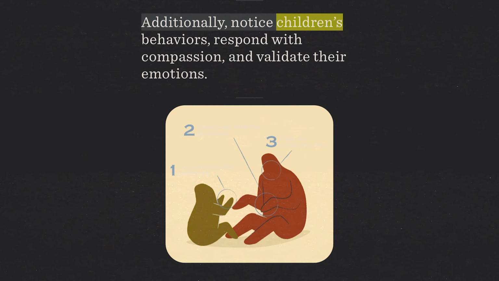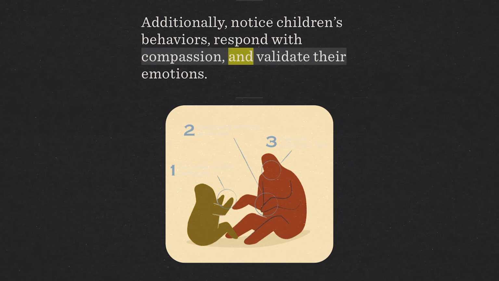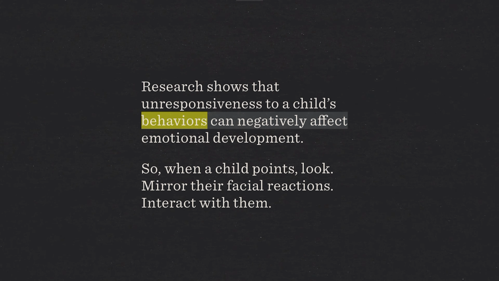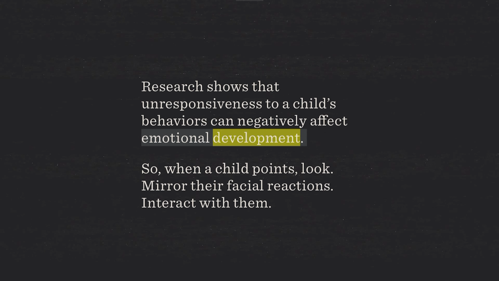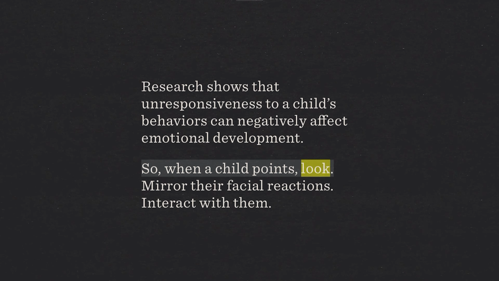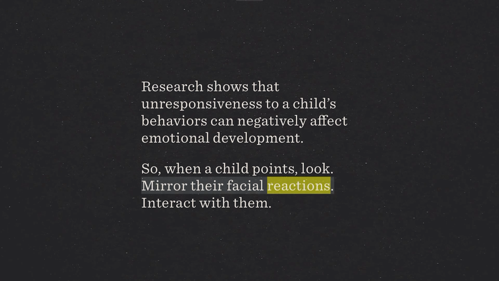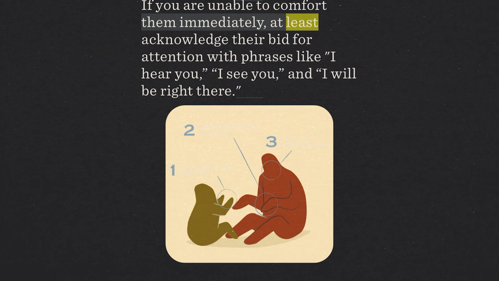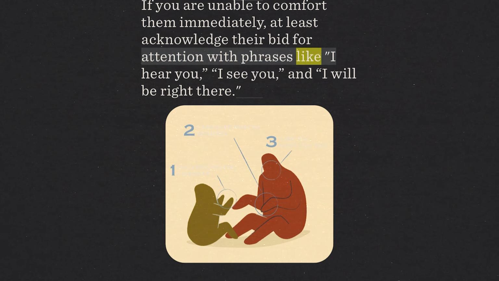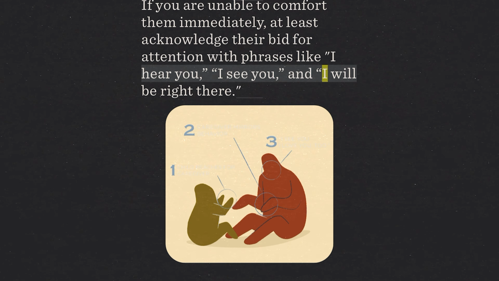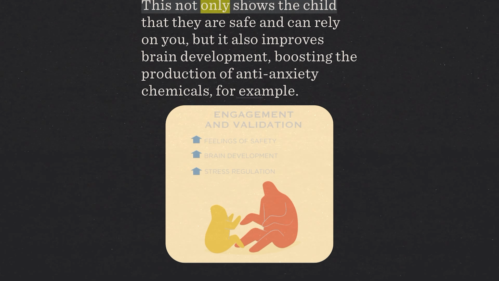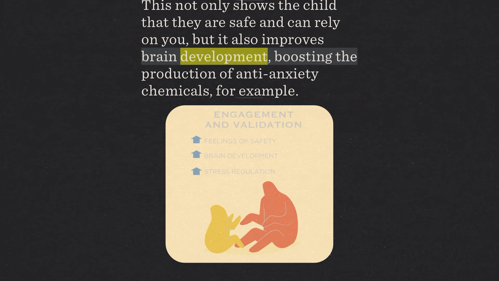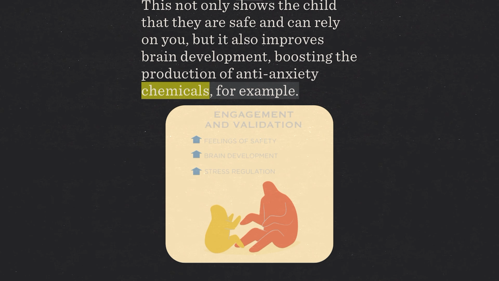Additionally, notice children's behaviors, respond with compassion, and validate their emotions. Research shows that unresponsiveness to a child's behaviors can negatively affect emotional development. So, when a child points, look, mirror their facial reactions. Interact with them. If you are unable to comfort them immediately, at least acknowledge their bid for attention with phrases like, I hear you, I see you, and I will be right there. This not only shows the child that they are safe and can rely on you, but it also improves brain development, boosting the production of anti-anxiety chemicals.